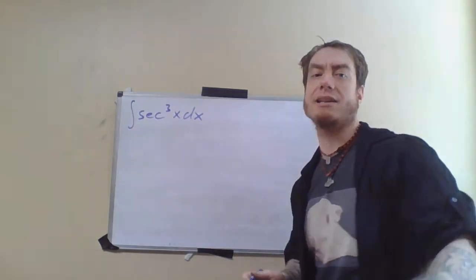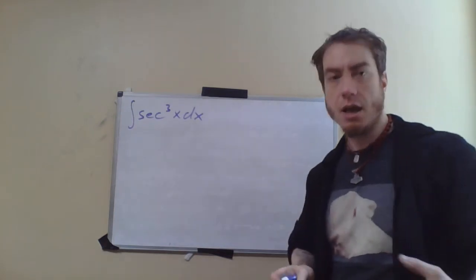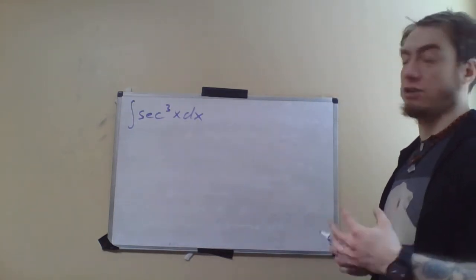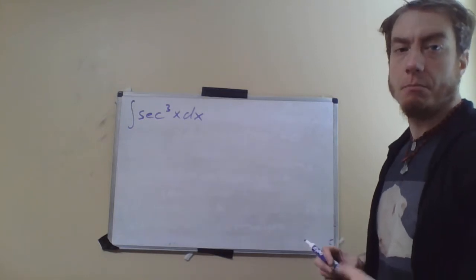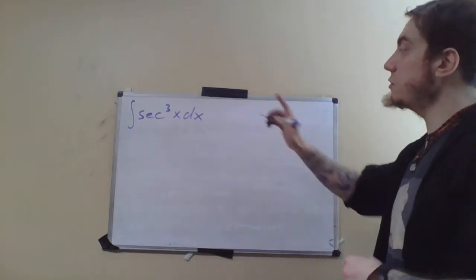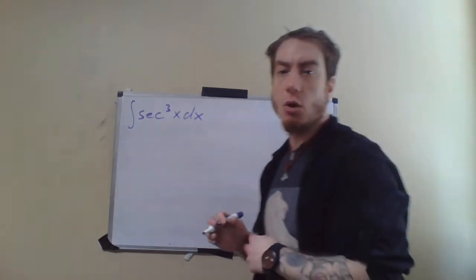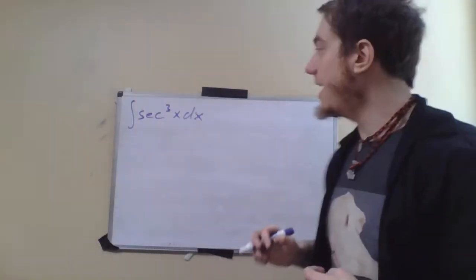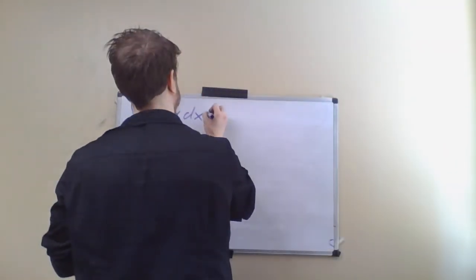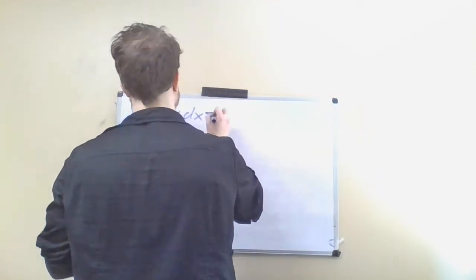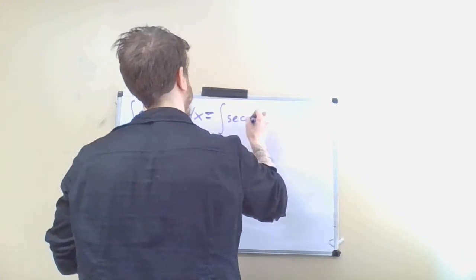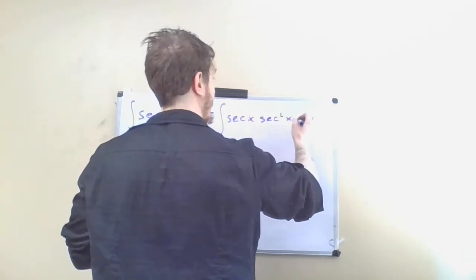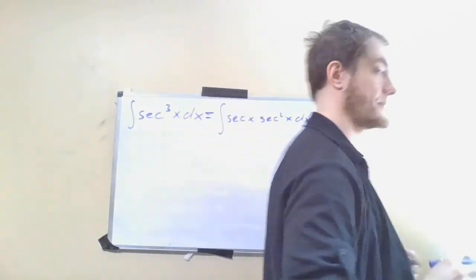I will leave it to you guys if you want to play around and see what goes wrong with that method in detail. But unfortunately, it doesn't quite work. But here's what does work. I can try doing an integration by parts. I'm going to rewrite this as the integral of secant x times secant squared x dx, okay?